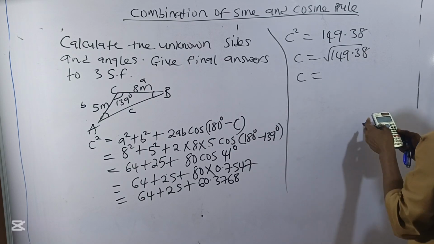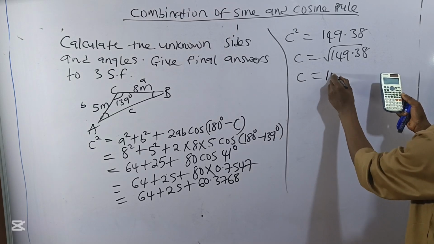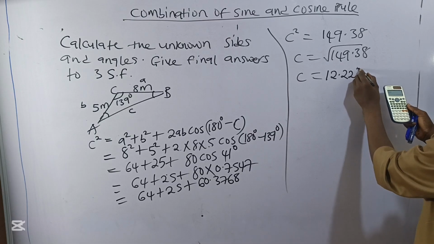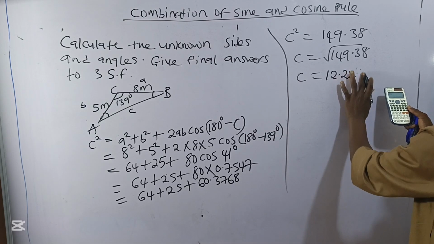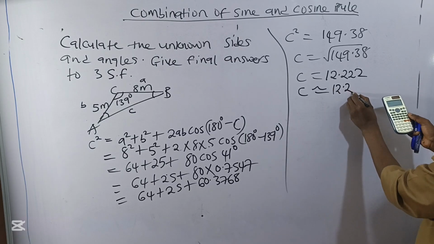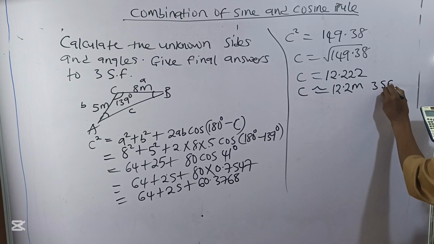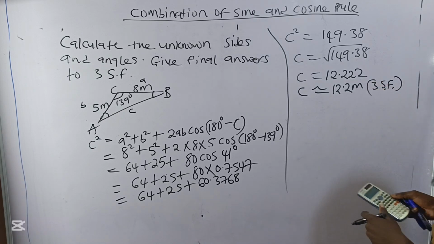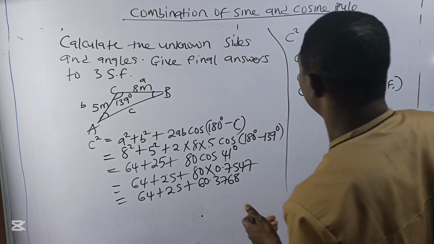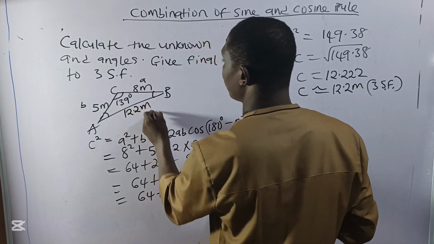And c will be equal to the square root of 149.38, and this will give me 12.222. And c will be approximately equal to 12.2 meters to 3 significant figures. So 3 significant figures means we should have 3 digits. So I've gotten my first side, so I can replace this now with 12.2 meters.